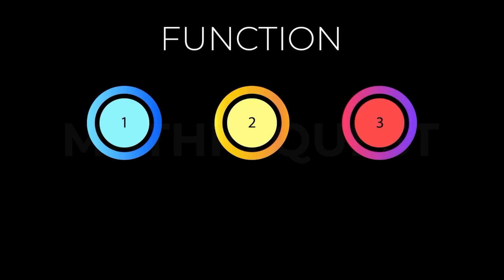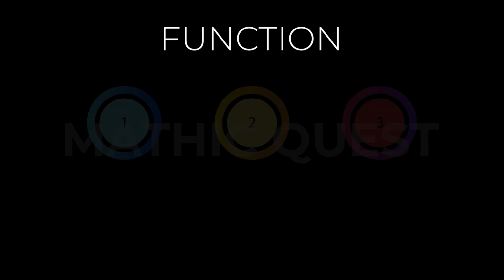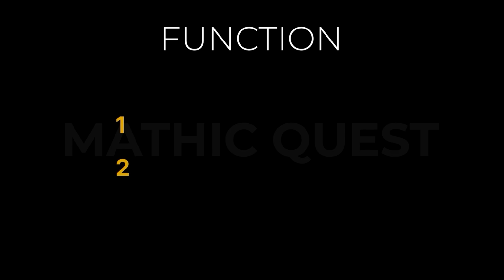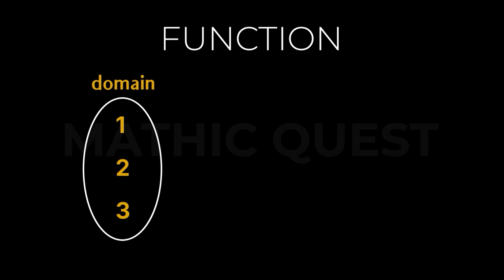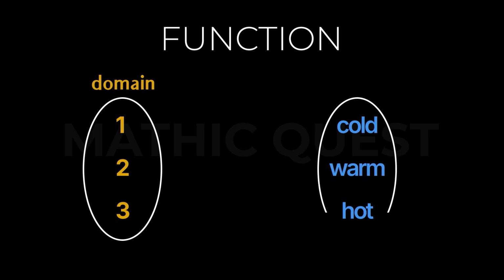Now, in our example, we have a strict selection for the input. Option 1, option 2, or option 3. That's it. No hidden inputs, no secret settings, and definitely no fourth option. This complete list of values we're allowed to put in is called the domain. Since our input is limited to just these 3 options, the domain is fixed. As a result, the system can only produce a specific set of outcomes, in our case, cold, warm, and hot. This set of possible outputs is called the range.